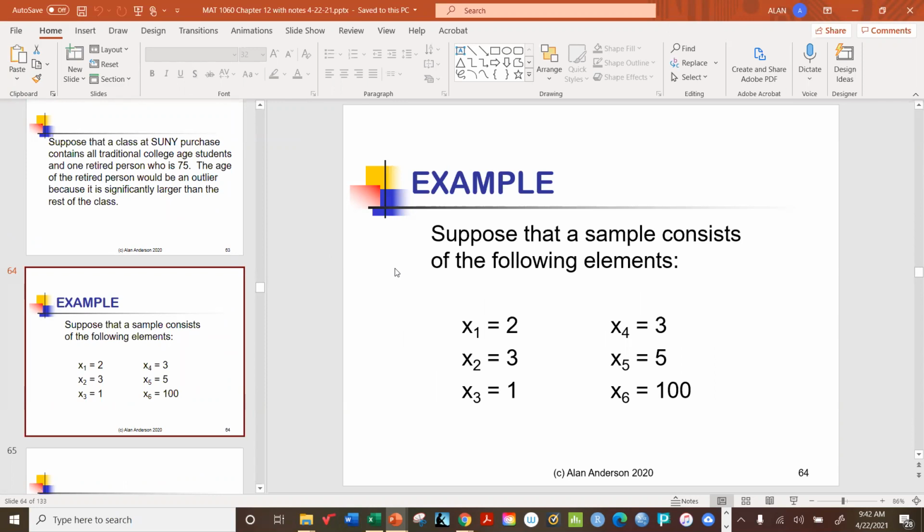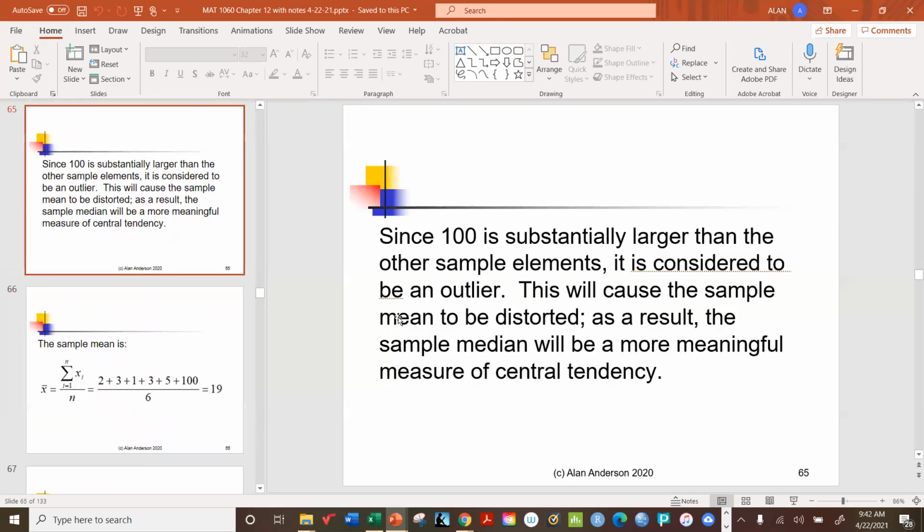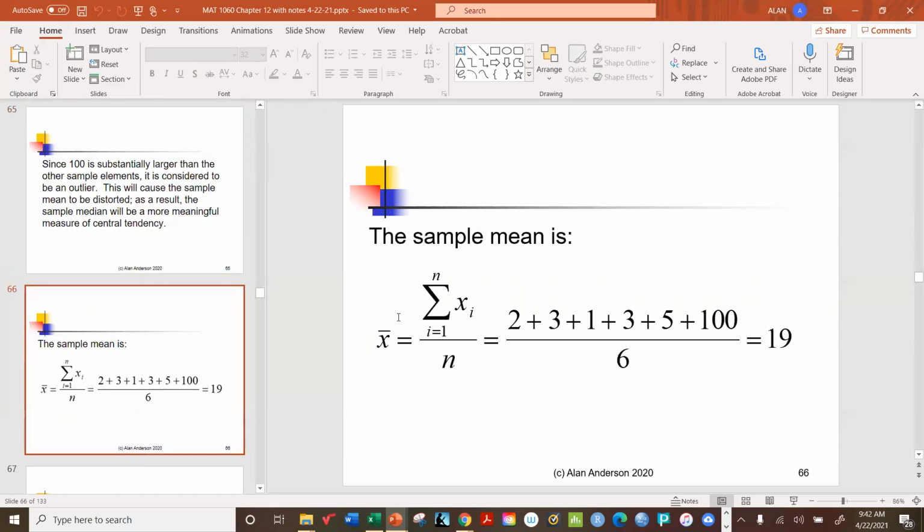All right. And so, you'll discover pretty quickly why in a case like this, we would probably prefer to use the median as our measure of central tendency. All right, so here's why. We'll start out by calculating the sample mean. You add them up, divide by 6, as we always do, and all of a sudden you realize, wait a minute, that's 19.